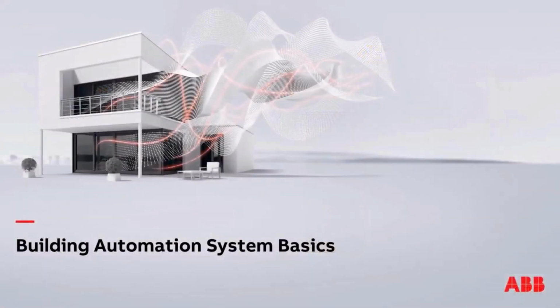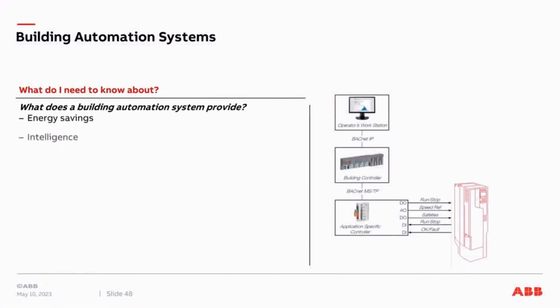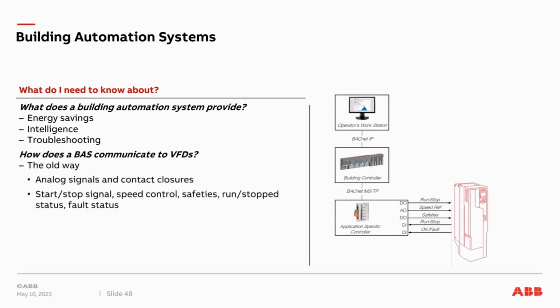Building automation system basics. What do I need to know about? What does a building automation system provide? Energy savings, intelligence, and troubleshooting. So the amount of things your building automation system provides to the building. How does the BAS communicate with VFDs? The old way is through analog signals and contact closures. A start-stop signal, speed control, safeties, run stops, fault status and so on were all sent through the building automation to direct inputs, and that was it.